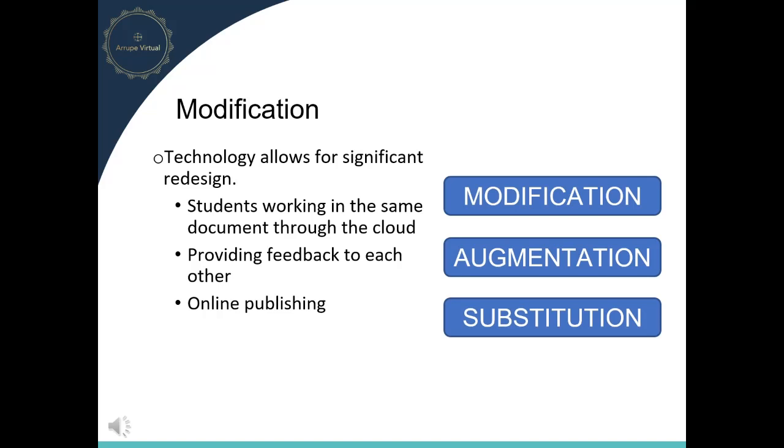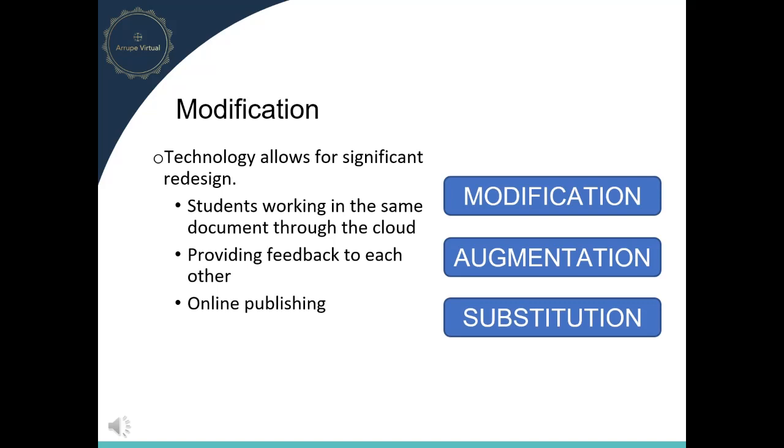The third tier is modification. At the modification level, technology allows for significant redesign. The main difference between augmentation and modification is whether you are reproducing what you have already done at the substitution level, or if you are significantly modifying it but keeping the heart of the matter.